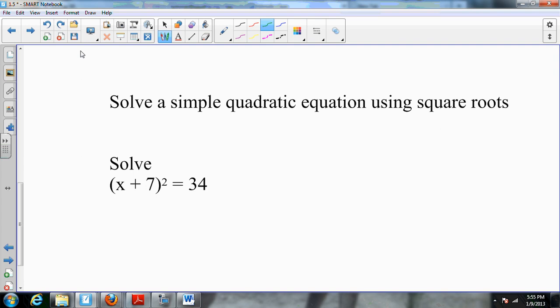We can also simplify quadratic equations using square roots. So we see we have quantity x plus 7 squared equals 34. Instead of FOILing out x plus 7 times x plus 7, why don't we use square roots? So x is in the parentheses. It's getting squared, so we want to square root both sides.